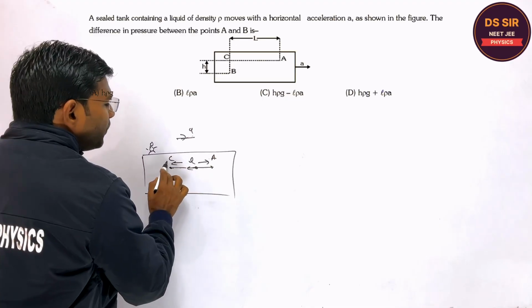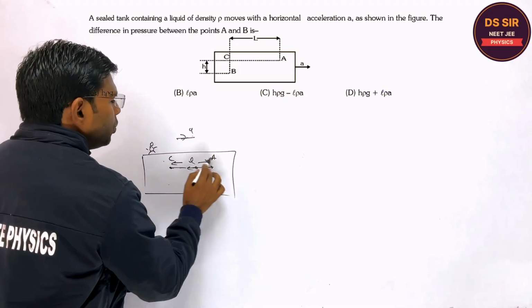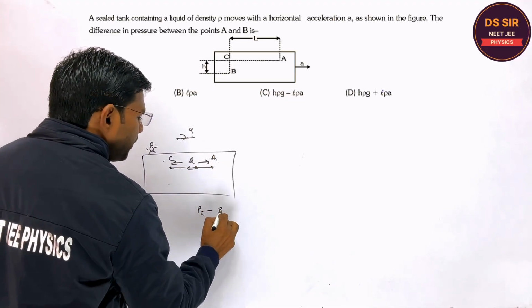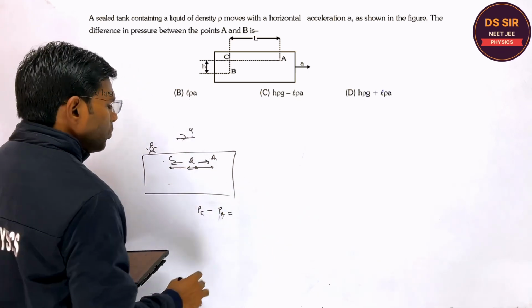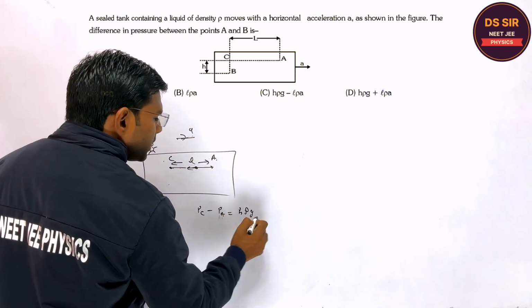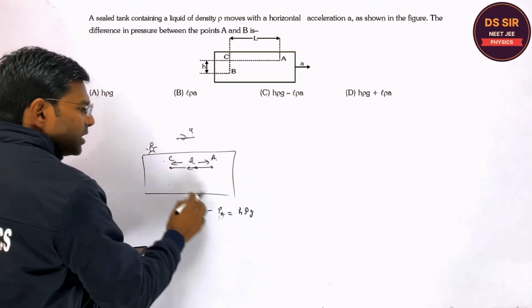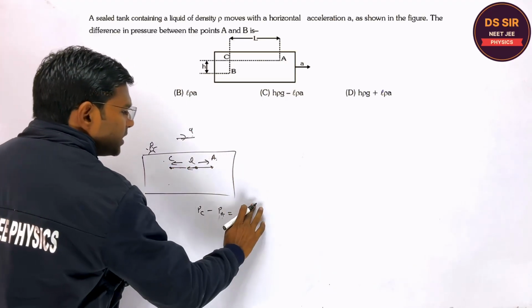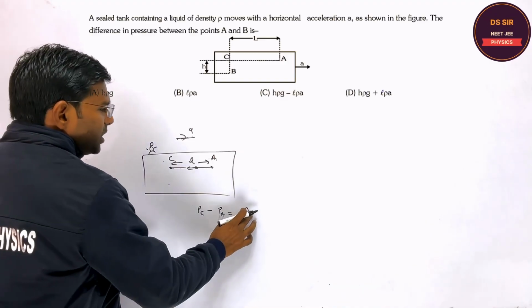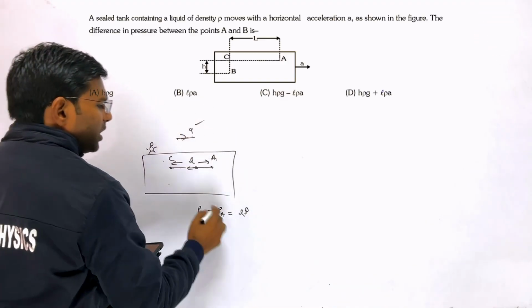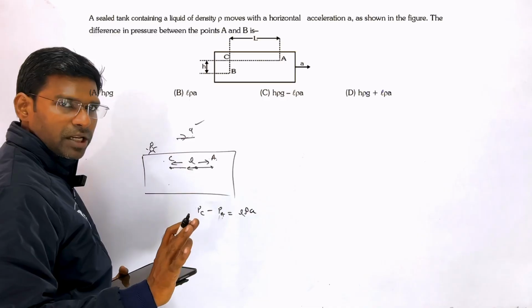Can you tell me which pressure is more, C or A? Yes, the pressure at C is greater than the pressure at A. By what amount? Say h rho g. Here h means the distance L, rho is the density, and in place of g, the acceleration A will come. Is it clear or not?